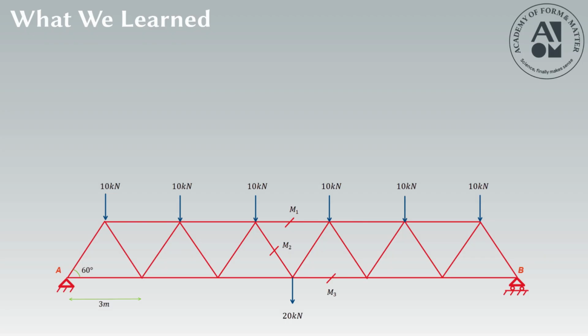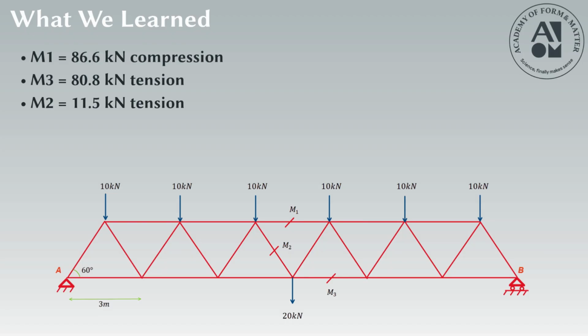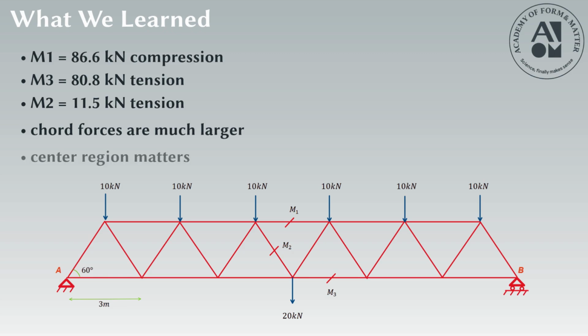Now, look at the result. M1, the top chord, carries 86.6 kilonewtons in compression. M3, the bottom chord, carries 80.8 kilonewtons in tension. But M2, the diagonal, carries only 11.5 kilonewtons. This is exactly why we care about the center chords. In many Warren and Pratt trusses, the top and bottom chords near midspan carry the largest forces, and those forces guide the design of the whole truss.